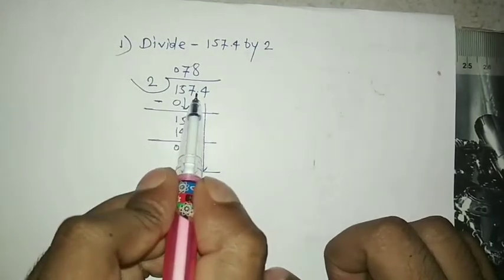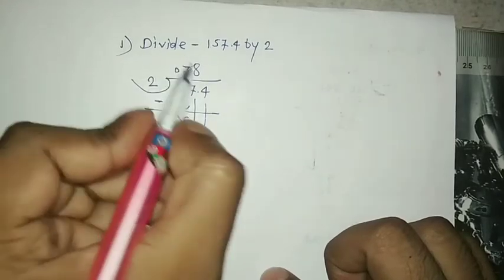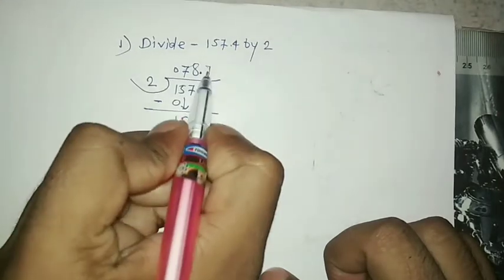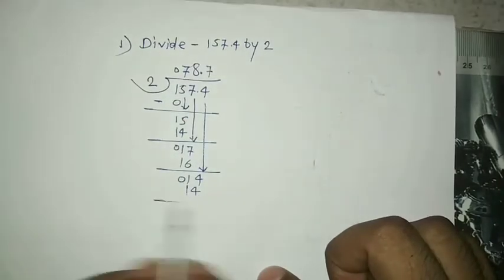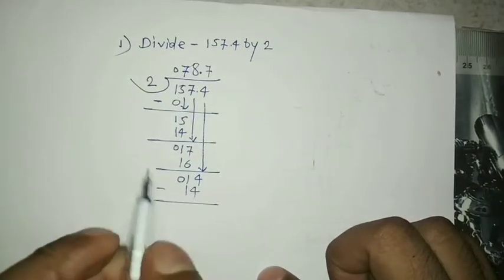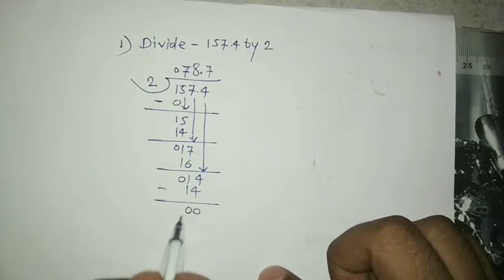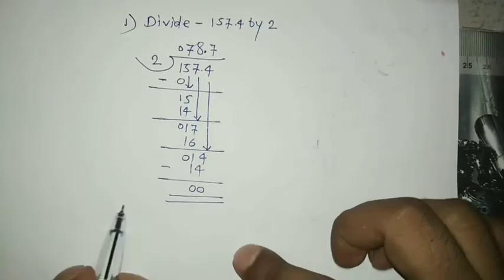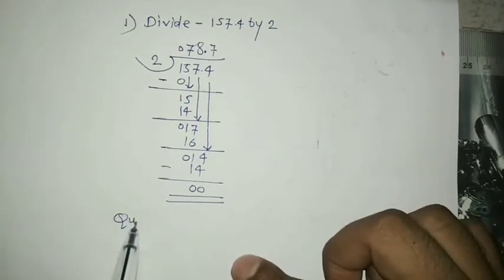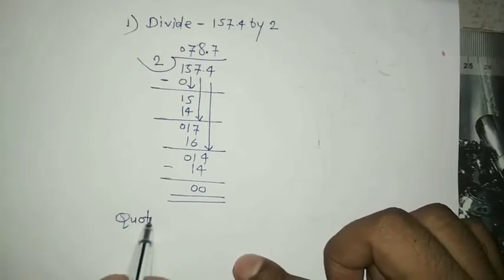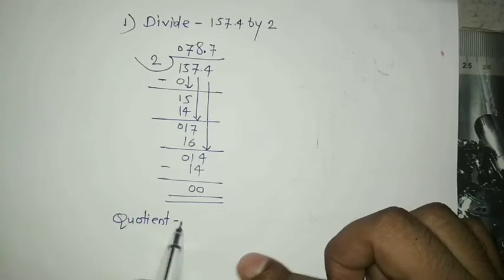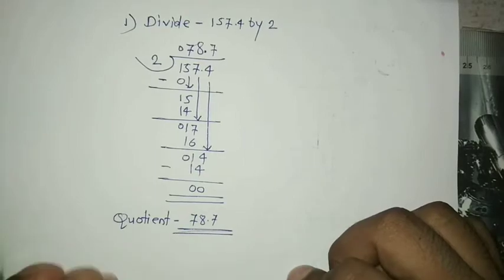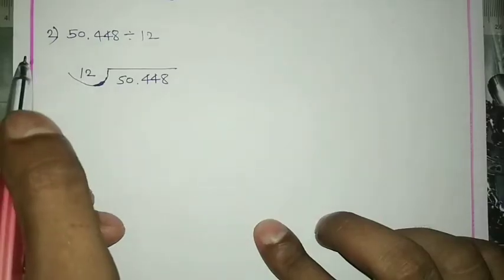but this 4 is on the right side of the decimal point. So take the decimal point here. 2 sevens are 14, so 14 minus 14 gets 0. So your remainder is 0 and your quotient is 78.7.